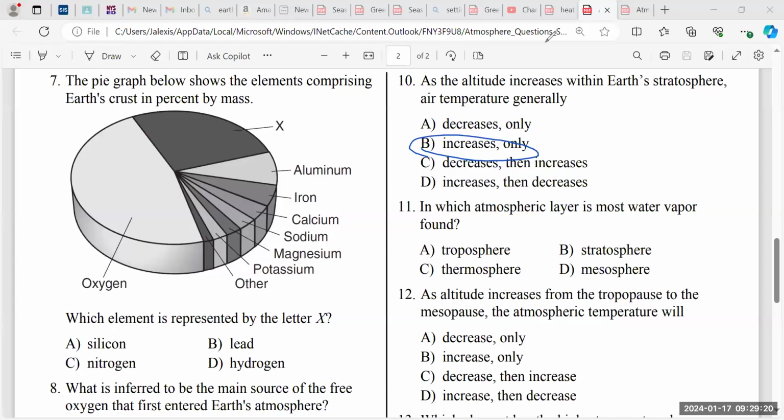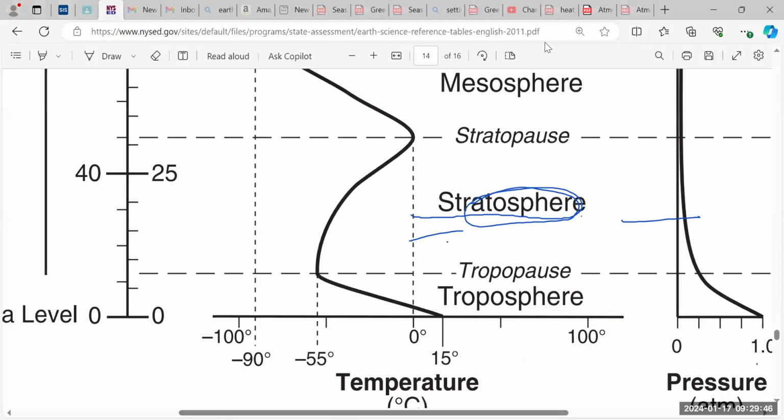All right, number 11. Number 11 says, in which atmospheric layer, once again, I see atmospheric layer, that's going to let me know my answer, there's a good chance my answer may be on page 14. Which atmospheric layer is most water vapor found? Where's most of it found? So I'm going to go to page 14 of the reference table.